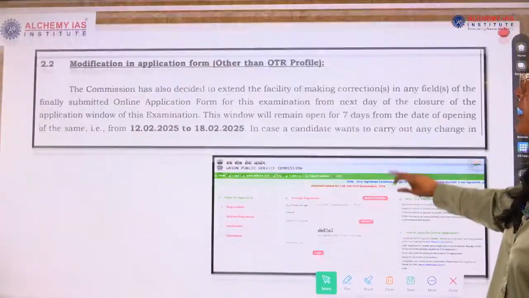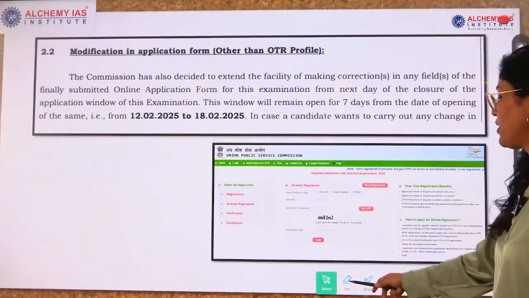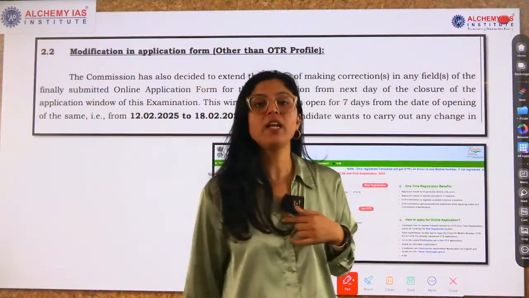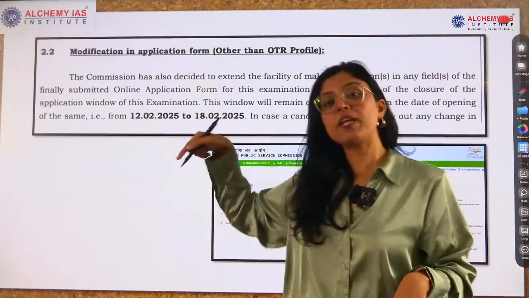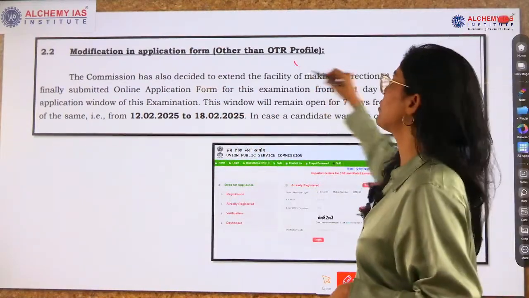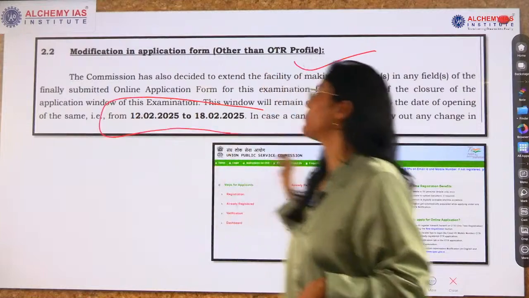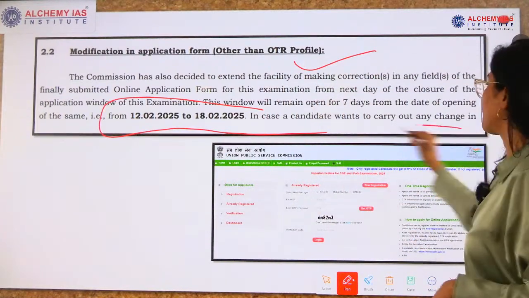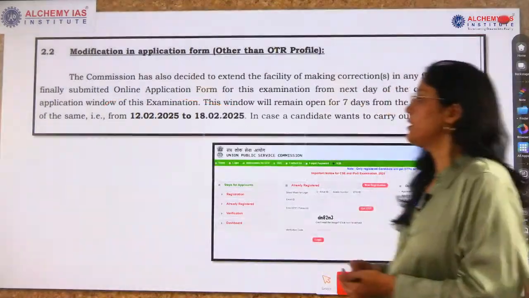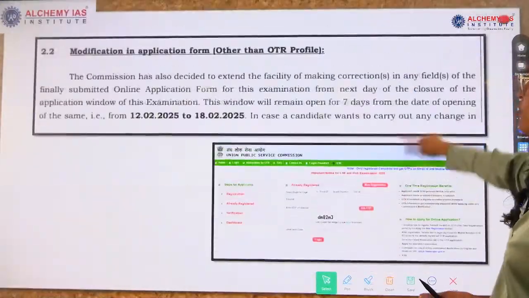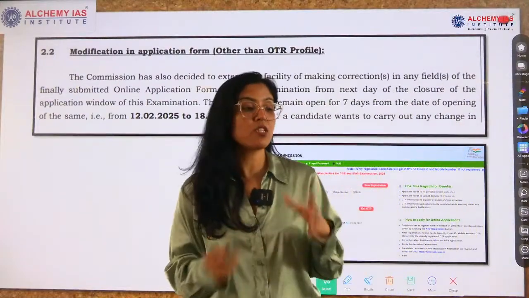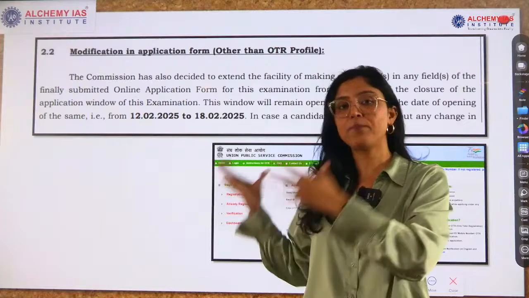Next is modification in application form other than OTR. See, there is only one time attempt given to modify, and this is for the application modification form. Okay, so, time is given 12th February 2025 to 18th of February 2025, and you can do the changes. If you think you have filled something which is wrong and it needs modification, it is not correct to your knowledge, then you can opt for this option.